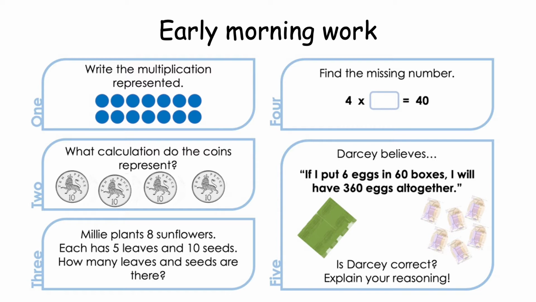Number 5, Darcy believes if I put 6 eggs in 60 boxes, I will have 360 eggs altogether. Now I know 6 multiplied by 6 is 36. So I'm getting my 6 eggs, and instead of having 60 boxes, I've used 6, because I know that's 10 times smaller. So that is 36. So I know that 60 is 10 times bigger. So I make my 36 10 times bigger, and that is 360. Or if that way is a little bit too tricky, I would do 60 multiplied by 6 is 360. And so she is correct. Okay, well done.